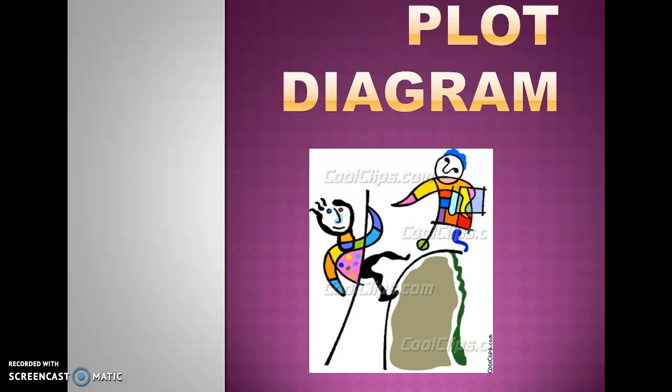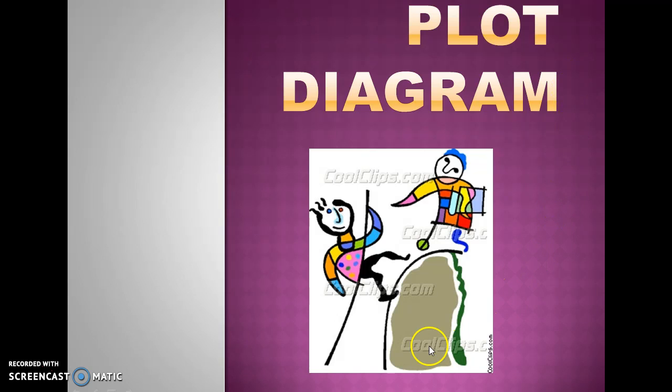Hi, welcome to the mini lesson on the plot diagram. Before we get started, I'd like for you to think about what the word plot means. Plot just means what happens in a story, in the order that the events occur. Diagram just means a picture. So the plot diagram is just a way to represent what happens in the story using a picture.